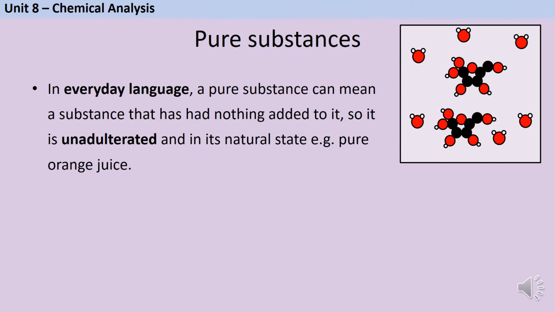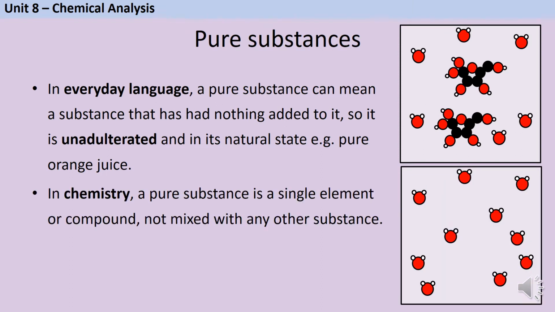As a chemist, I would say that in order to be pure, a substance must contain only one element or one compound. So if you look at my second box here, all it contains are water molecules, and therefore it is pure because there is just one compound in there.